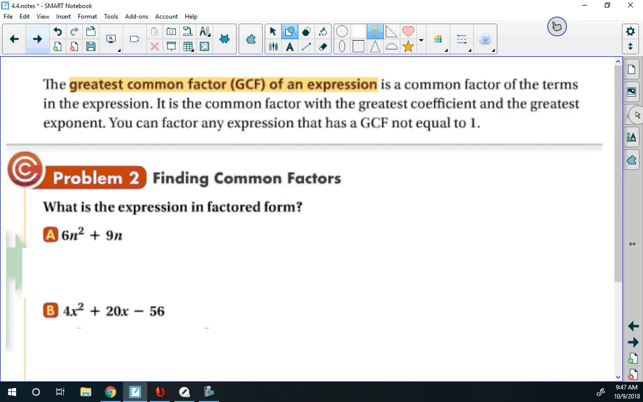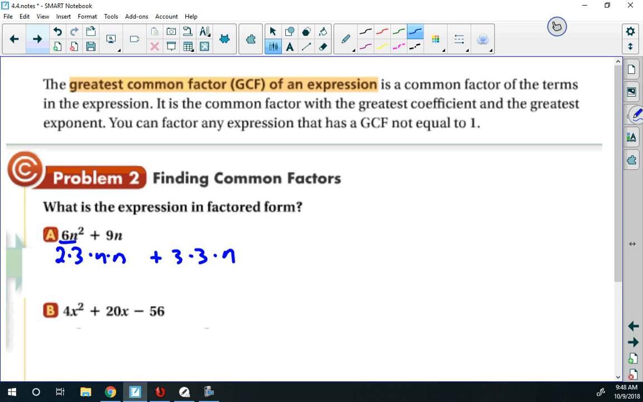All right. Problem 2, they're talking about GCFs, greatest common factors. We kind of looked at some of these yesterday. My suggestion for finding a GCF is to break things down into their prime factors. So if I look at 6, I could rewrite 6 in terms of its prime factors. That's 2 times 3, and n squared is n and n. And if I look at 9n, that's going to break down into 3 times 3 times n.